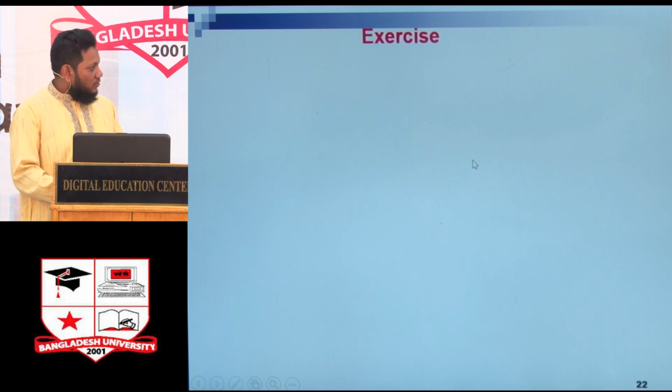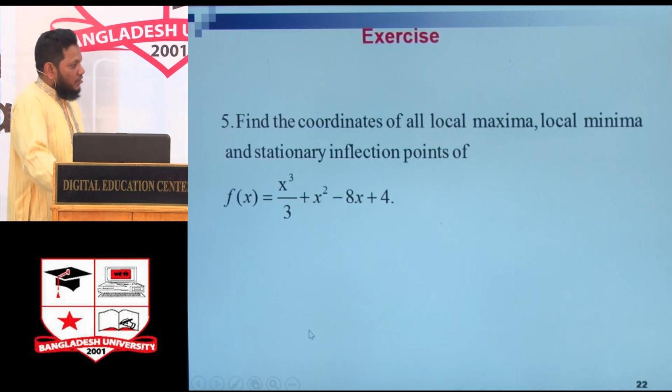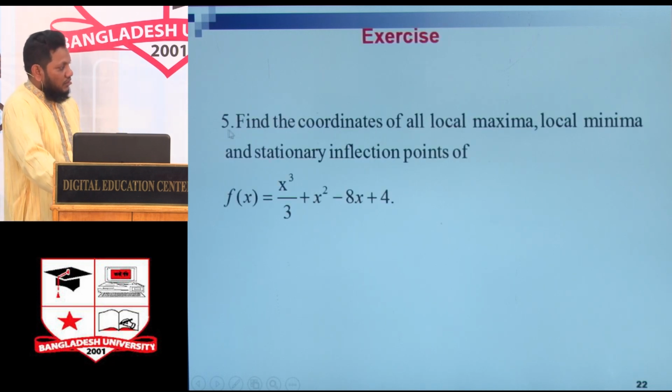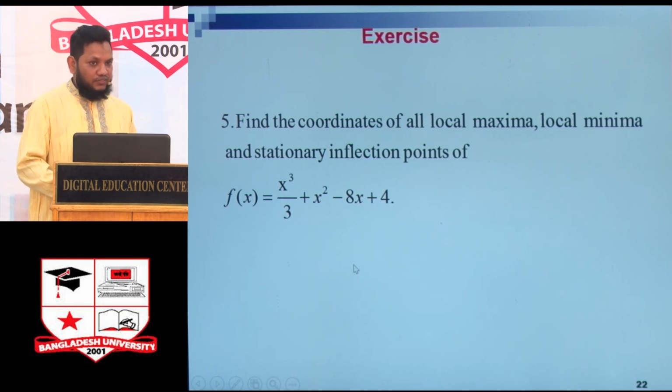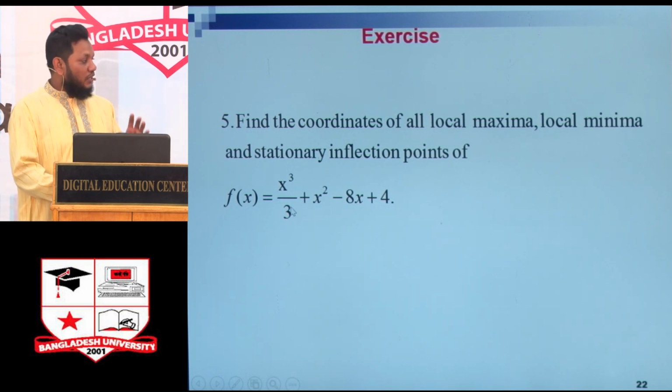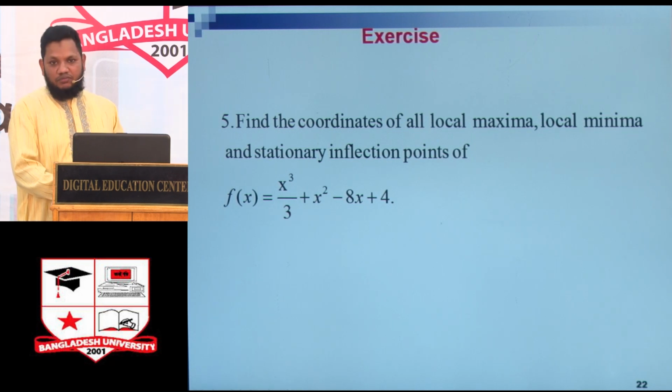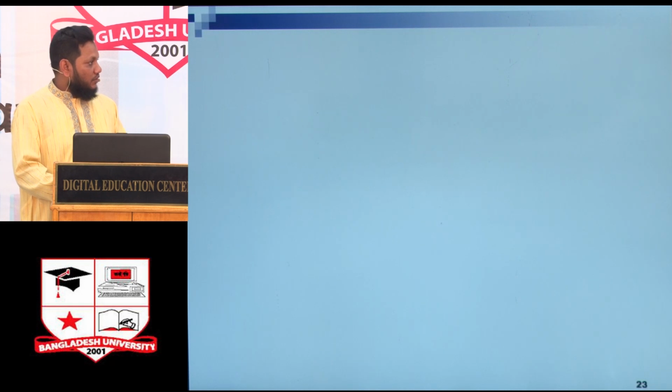Okay, so there are some exercises, number 2, 3, and 4, we can find, and another one, 5, we can consider. You can see question number 5. Find the coordinates of all local maxima or local minima or stationary points of these functions. Already we have discussed this type of function. How can we calculate the local maxima or local minima or point of inflection?